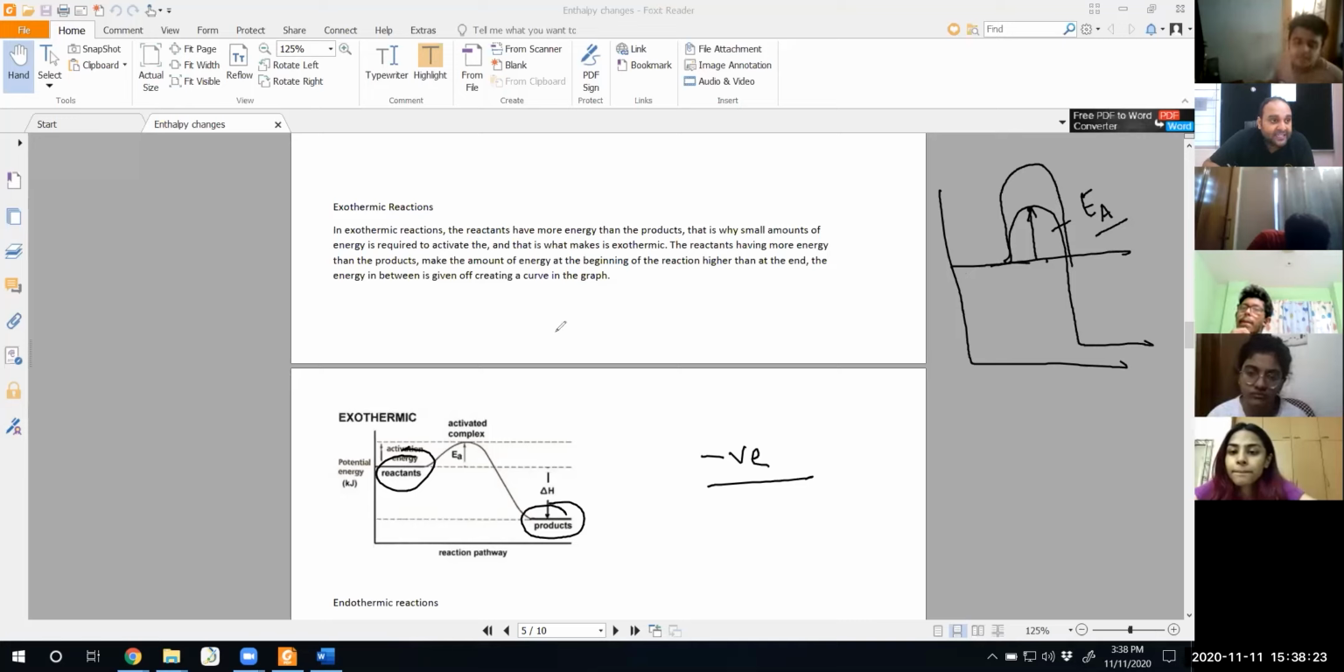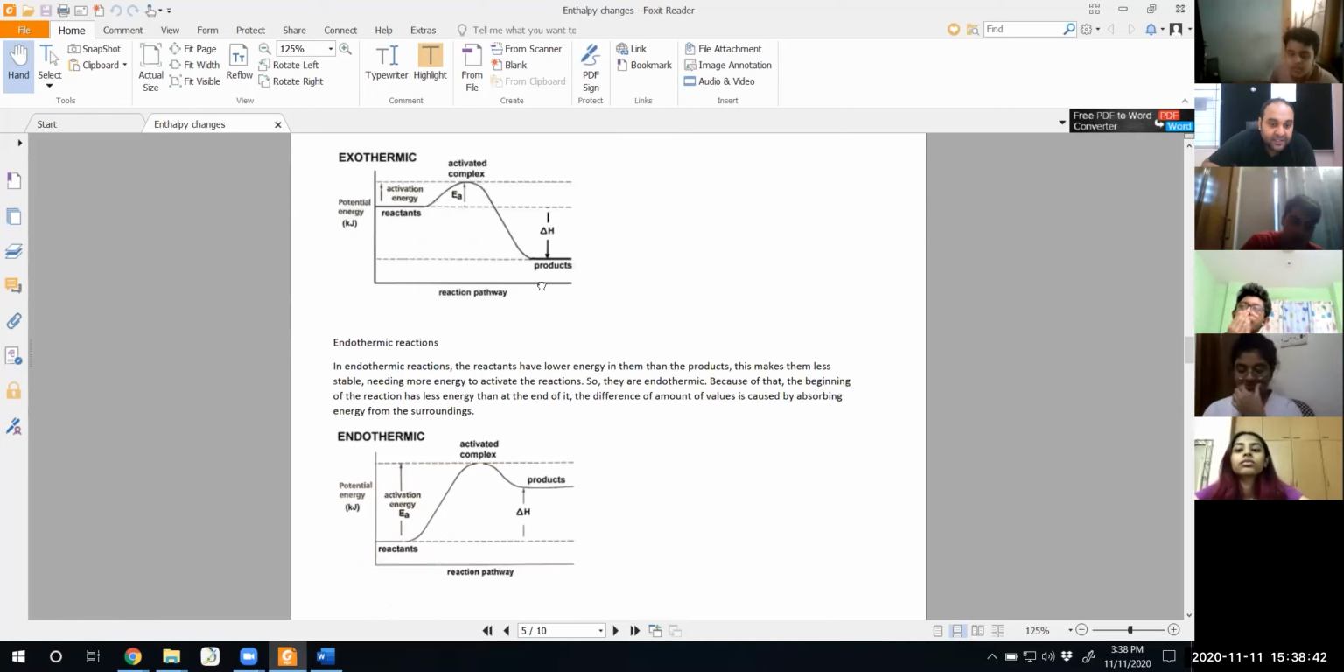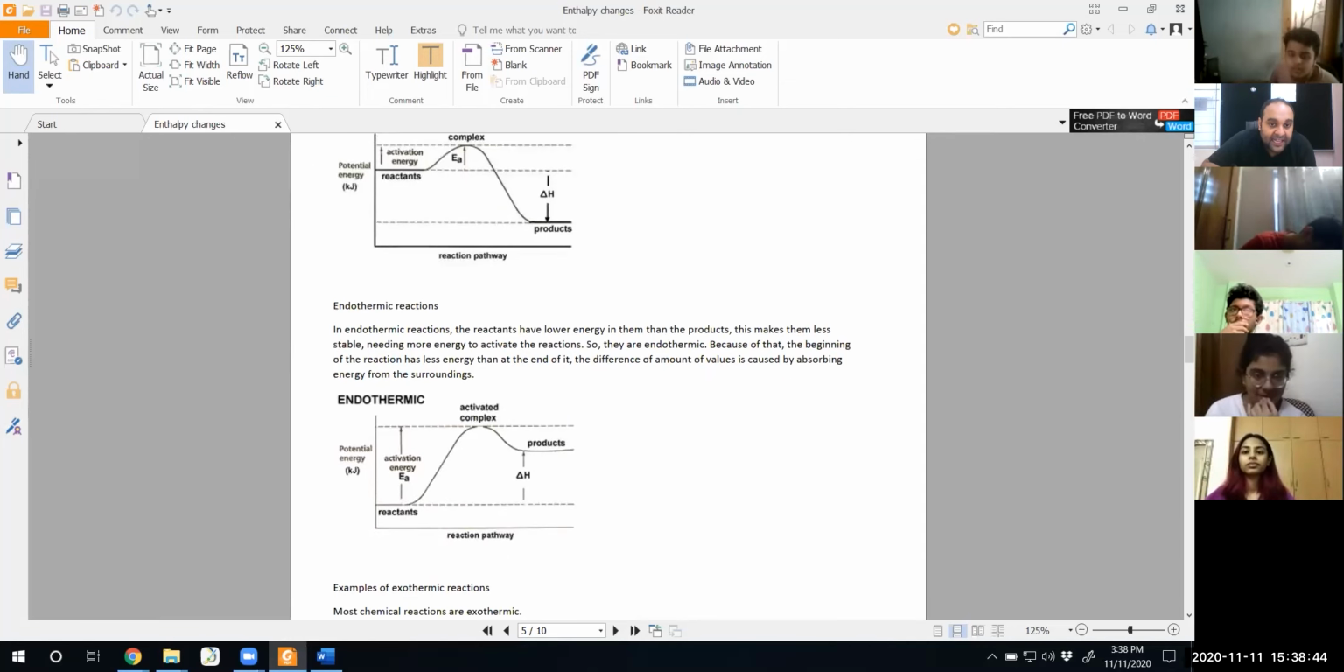The greater the activation energy value, the less feasible the reaction will be. Why? Because the reactants would require more energy to start off the reaction. So the greater the activation energy, the less feasible the reaction.